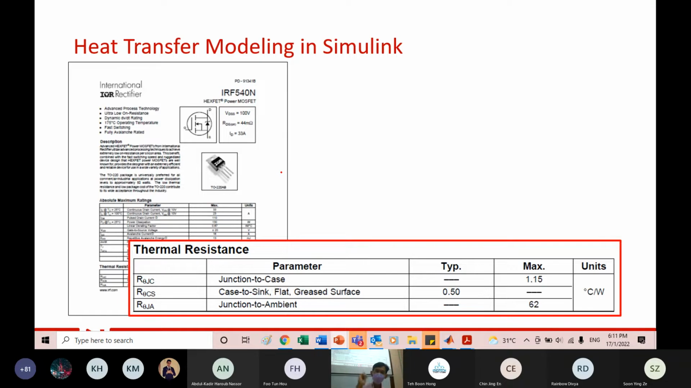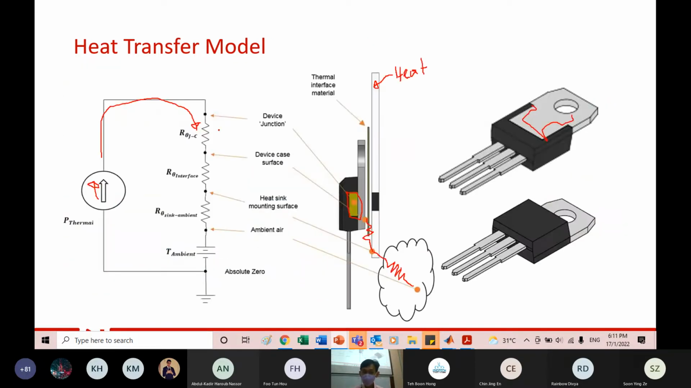Now, when we want to model transistor heat transfer, the data sheet also gives us this information. That means when they produce this transistor, they already consider this a very important piece of information. They call it thermal resistance. It's really thermal resistance, but this is not ohm. It's not like 10 ohm, 20 ohm. That is electrical resistance. So make this clear.